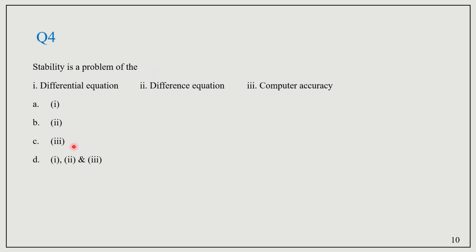So it is option D. It is a problem of differential equation, a problem of computer accuracy, and a problem of difference equation. So 1, 2 and 3 is the right answer. Answer option D, 1, 2 and 3. So now we will go to question 5. In question 5, we'll see what is asked.